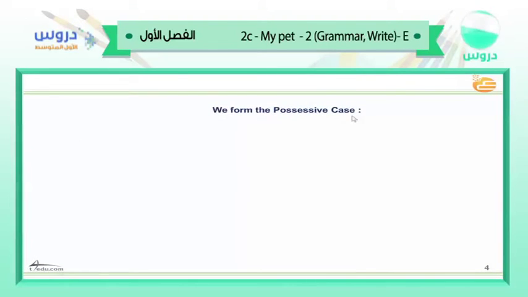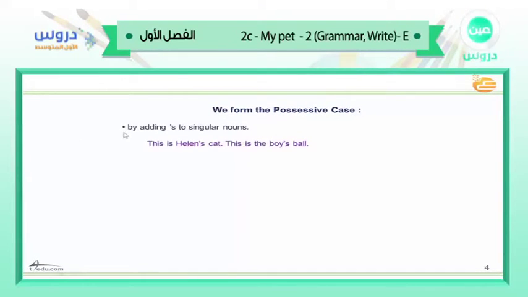We form the possessive case, okay, by adding apostrophe S to singular nouns. For example, this is Helen's cat. This is the boy's ball. So Helen, of course, one Helen. The boy, only one. One boy, one ball. So this is a singular noun.